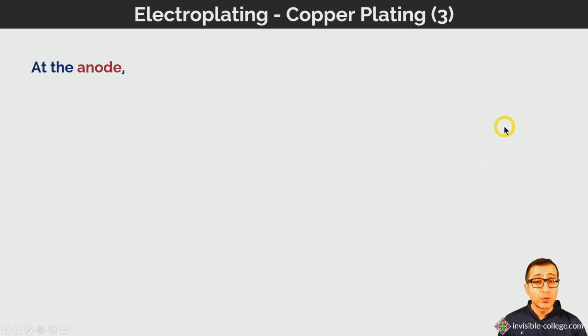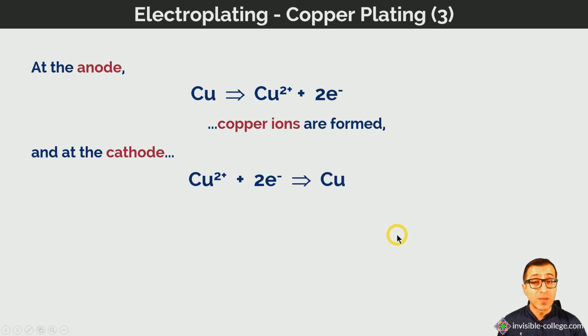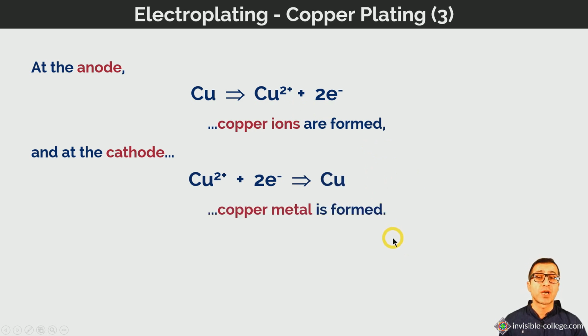In this case, at the anode, copper atoms in the impure copper are going into solution as copper ions because they are giving up electrons, they are being oxidized, and those electrons are then flowing into the circuit from the anode. This forms copper ions which go into solution. At the cathode, those copper ions will gain electrons to form a deposit, a thin layer of copper metal over the surface of the object.